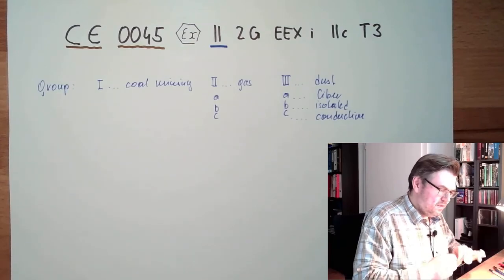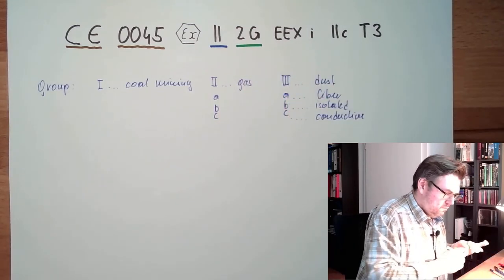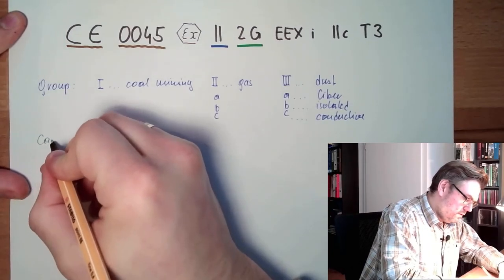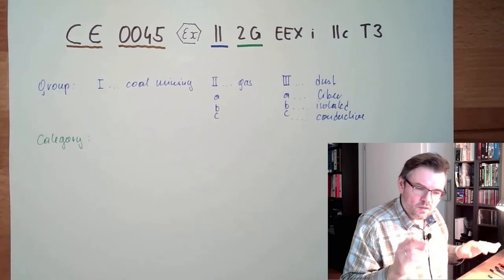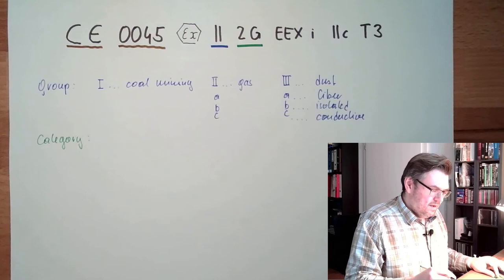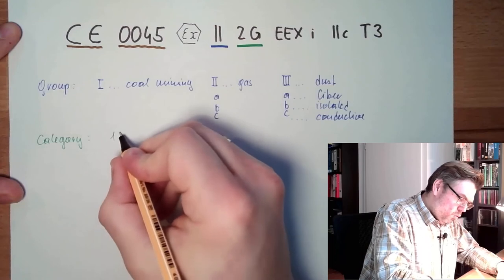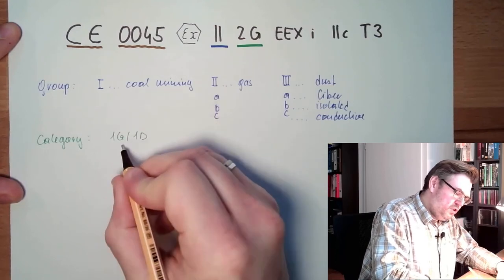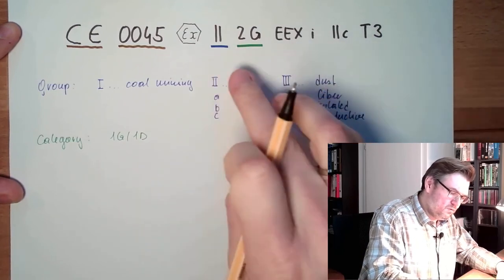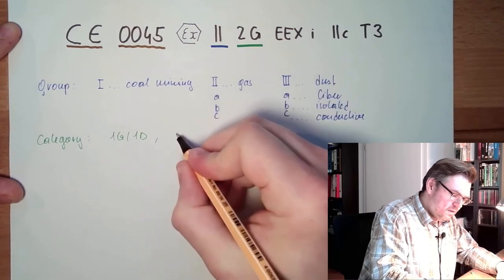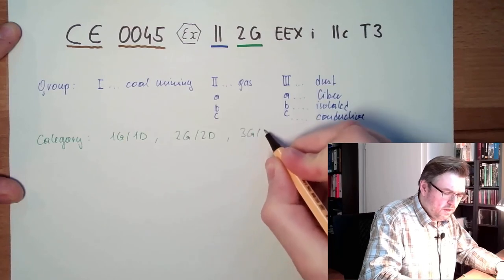This here is the so-called category. This category, there are also three ones. There is 1G or 1D. G is always gas, D is always dust. Rare does not really matter because it's also mentioned here, basically. There's 2G and 2D, and there's 3G and 3D.